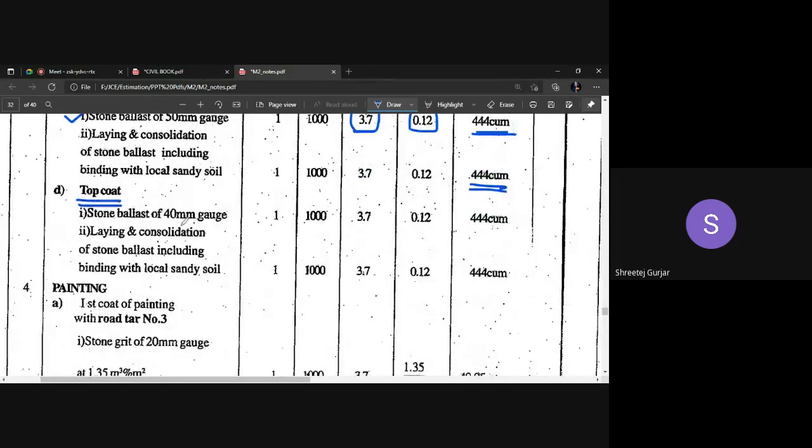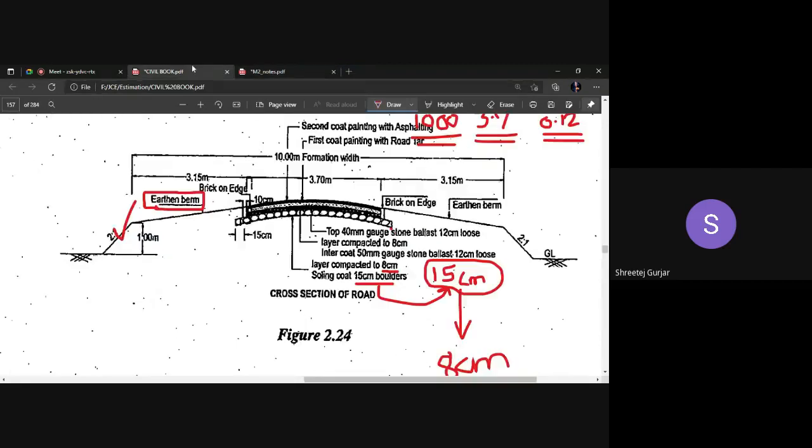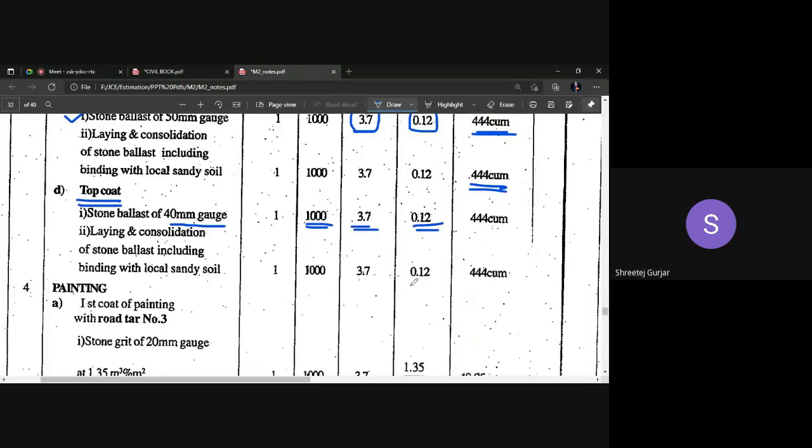So stone ballast of 40 mm gauge. The length is same, width is also same, thickness is also same. You can see in the cross section, it is also 12 centimeters. This is also 12 centimeters. This is also 12 centimeters. So the 12 centimeters quantity is coming same.